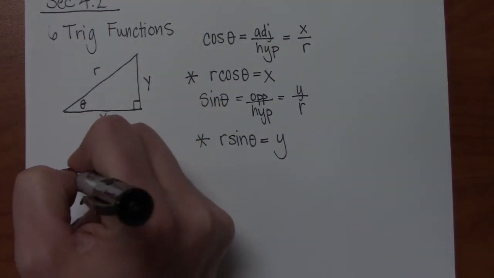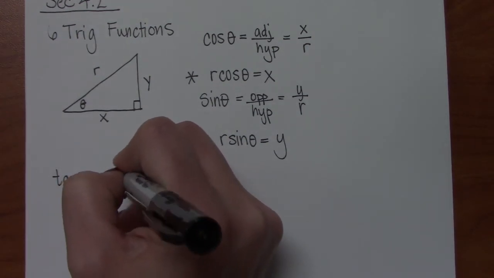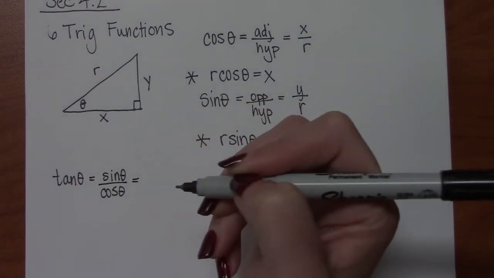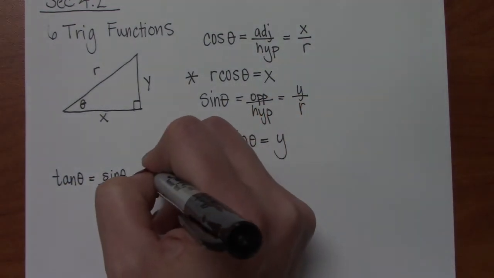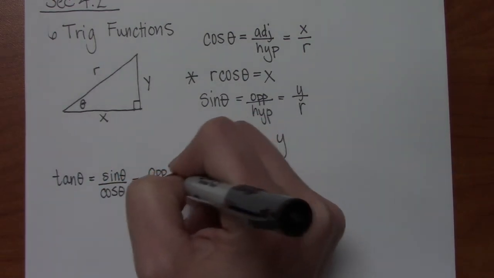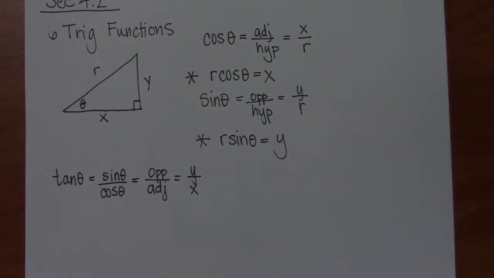So tangent of theta can be written in terms of sine and cosine. So it's sine theta over cosine theta. If we want to define it in terms of the legs of the triangle, it's the opposite side over the adjacent side, which is going to be y over x. So if you couldn't remember opposite over adjacent, or y over x, if you plugged y over r into the numerator and x over r into the denominator, you would see the r's would cancel and you'd end up back at y over x anyway.